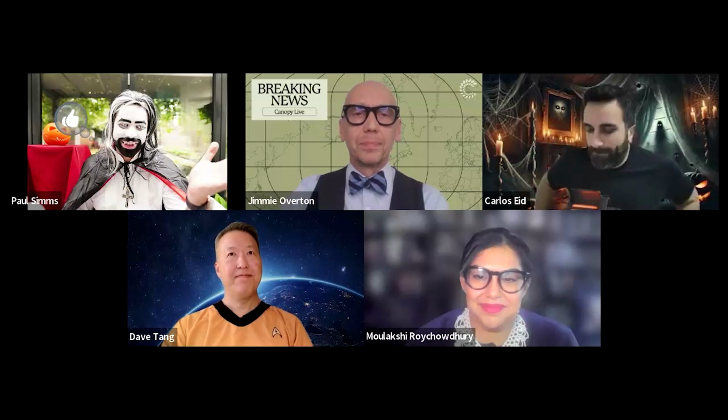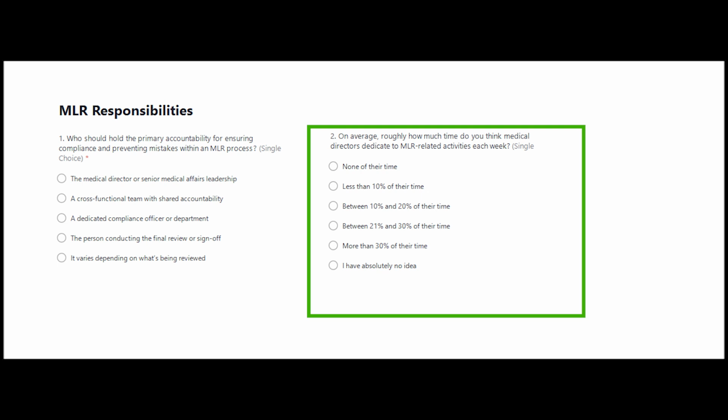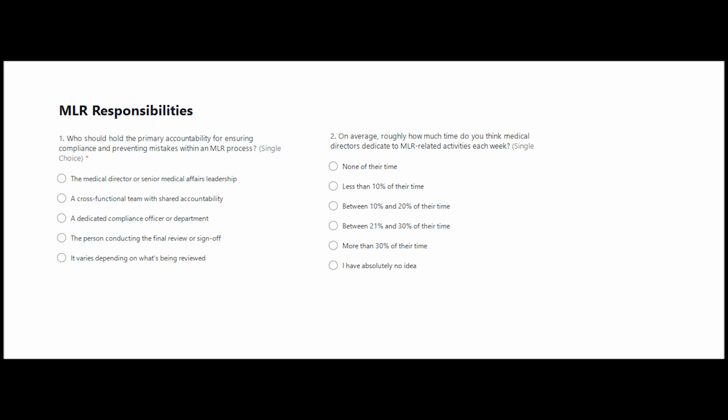Okay, now the panel are raring to go, but to give them something really interesting to talk about, I'm actually going to get the first of the new polls up and running while we speak. So if you have a look at your screen right now, it'll appear. Who should hold the primary accountability for ensuring compliance and preventing mistakes is the first question. And then secondly, on average, roughly how much time do you think medical directors dedicate to MLR-related activities each week? So please do answer those two questions. I can see about a quarter of you have done that already.